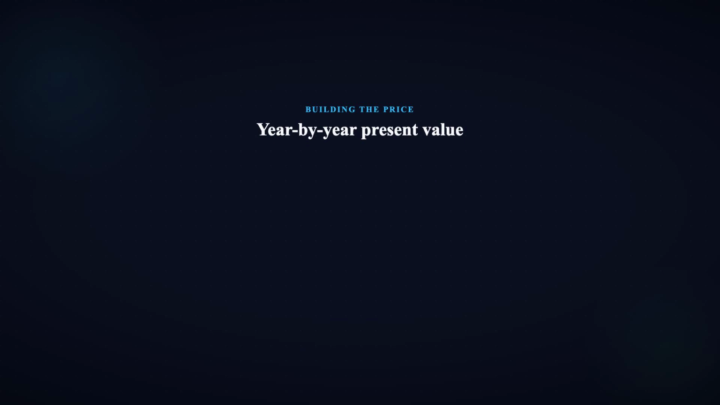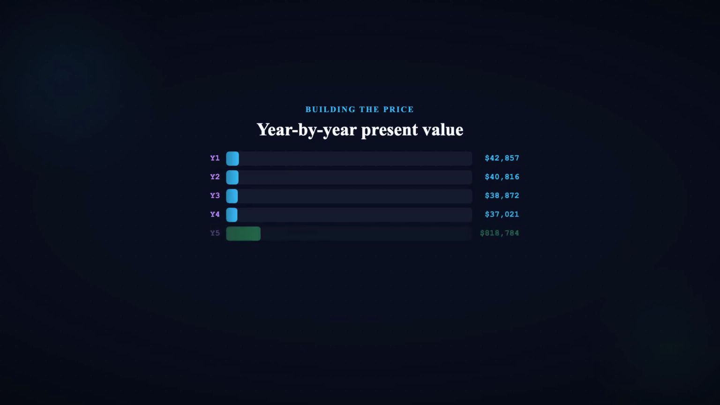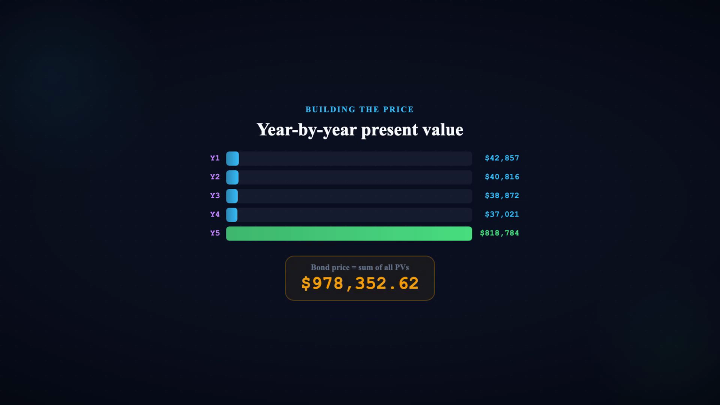The total present value of all 5 cash flows is $978,352.62. That is the fair price of the PQU bond. Notice something. The face value is $1 million, but the price is $978,000. The bond trades below par. Why? Because the coupon rate, 4.5%, is lower than the market discount rate, 5%. The bond pays less than what the market currently demands. So buyers will only pay less than face value to compensate.